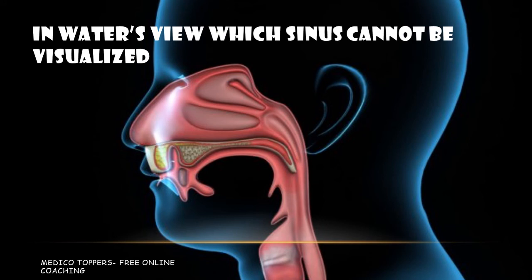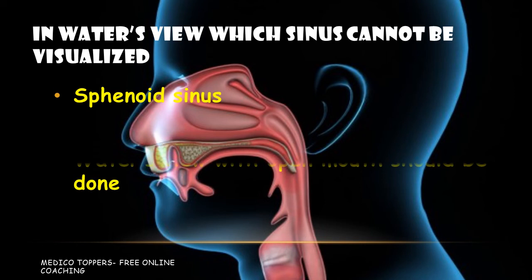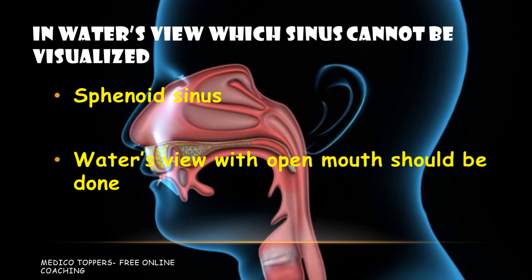Potter's view, which sinus cannot be visualized? This question is a little bit tricky. So, it is sphenoidal sinus, and there is also one clue. In case of Waters view with open mouth, we can easily visualize the sphenoidal sinus. So, be clear with the question whether it is with open mouth or without open mouth. Okay.